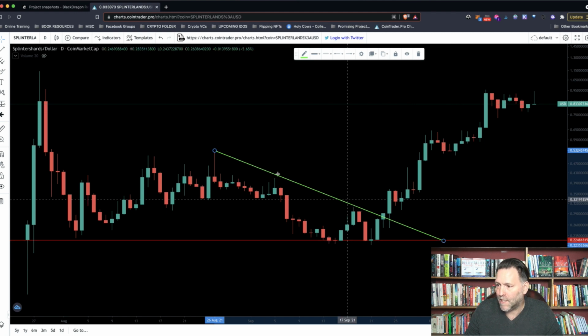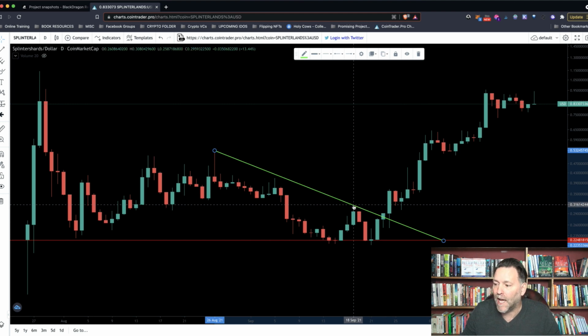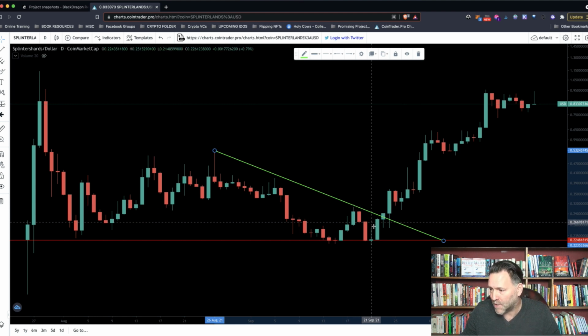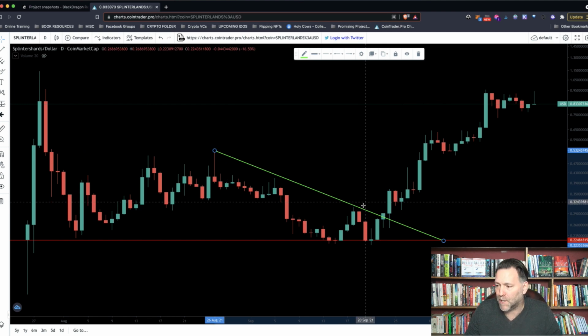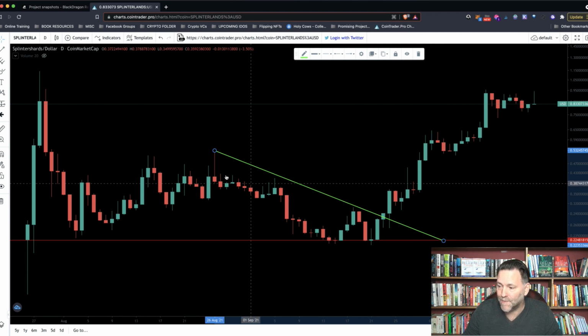I would call that here. So we've got the first touch point here, touch point nearly here. It doesn't have to be exact. And I'm using the wicks as well. Touch point here, here, here, and here. So we've got about 5 touch points there. So that kind of shows us very clearly that there is a downtrend there.